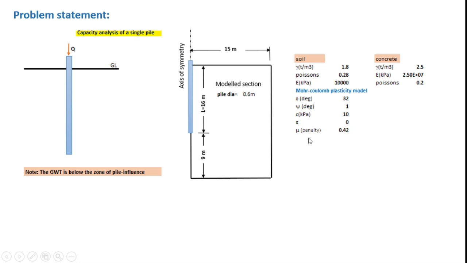0%. And the pile to soil interface friction that will be used in the penalty definition of the contact interaction will be 0.42. Obviously, this is calculated using the phi value. Now, the concrete considered for the pile has a mass density of 2.5 ton per meter cube. The E value used is 2.5 times 10 to the power 7 kPa and the Poisson's ratio is 0.2. So let us proceed to Abaqus.